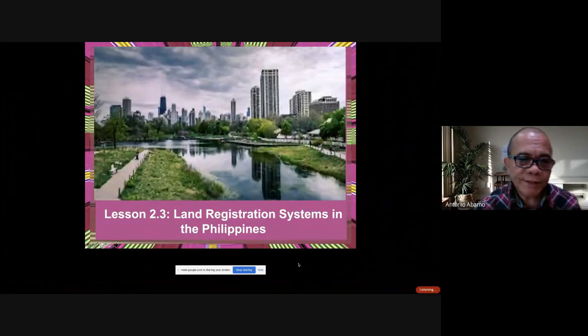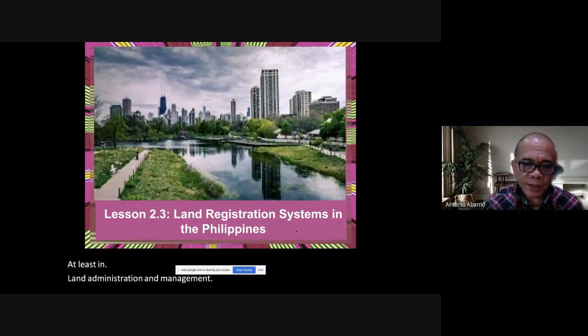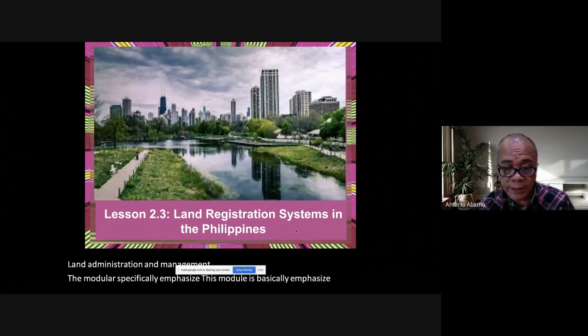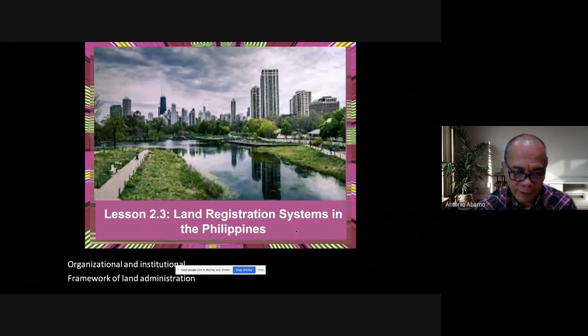Good afternoon, class. This is now our third lesson in LAMP module 2. It is in land administration and management, which the module specifically emphasizes. This module is specifically emphasized on the organizational and institutional framework of land administration and management in the Philippines.